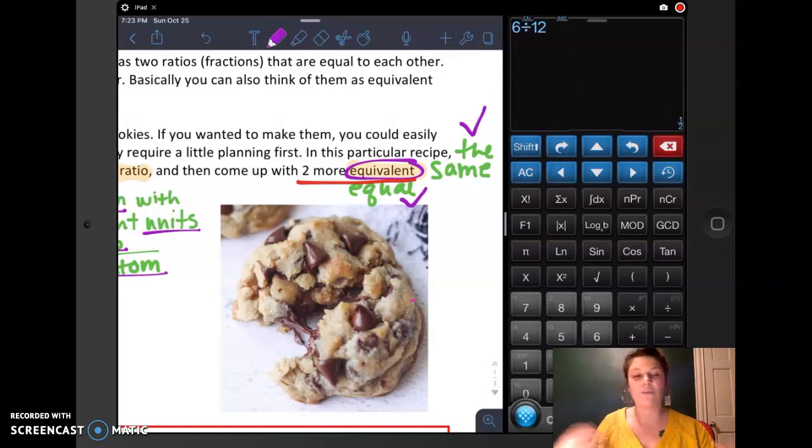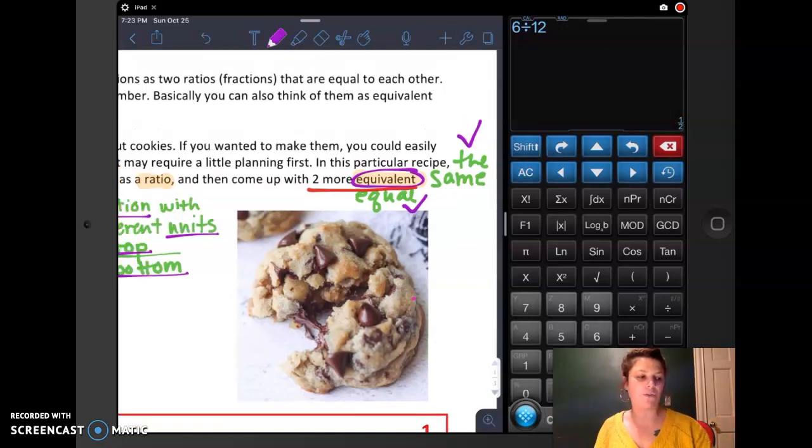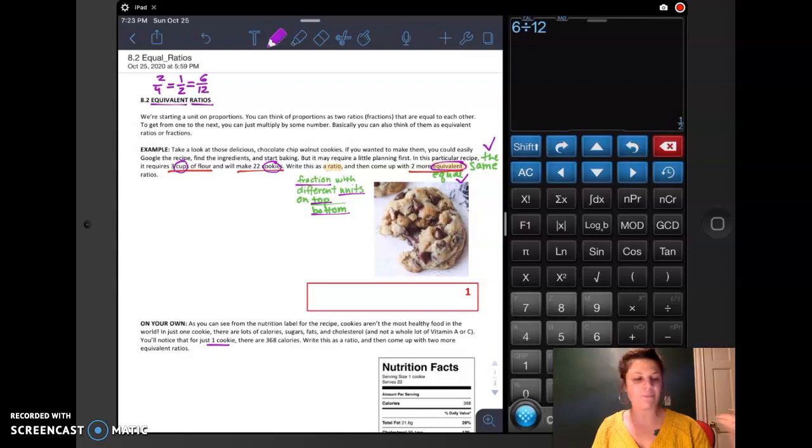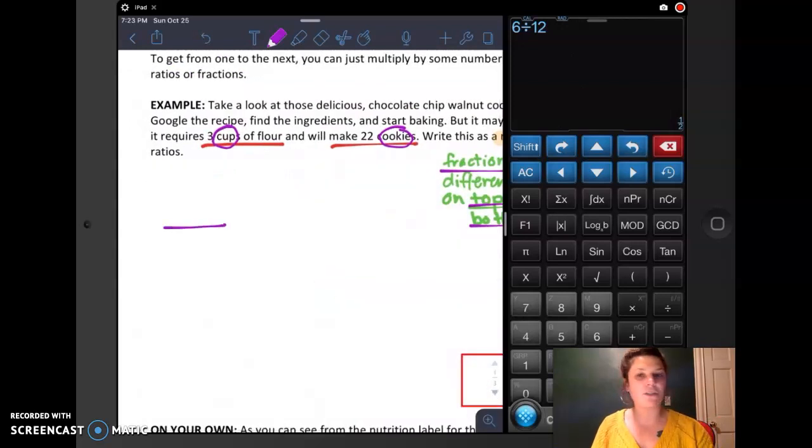And it's kind of like, do we want to double our recipe? Do we want to triple our recipe? Do we want to cut our recipe in half? How are we going to do that? What kind of math do we need to do that? Okay, so the first thing we're going to do is just start with our original ratio, which you could put the 3 on the top or the bottom, it doesn't really matter. But since 3 comes first in the sentence, I'm going to put it on top, and then 22 on the bottom. There's our fraction.